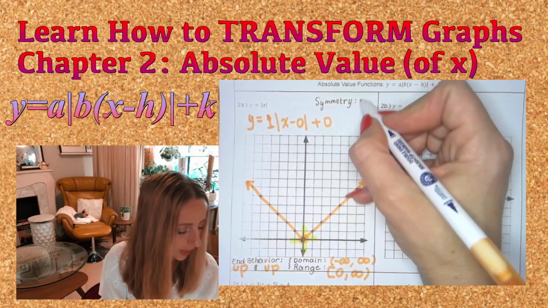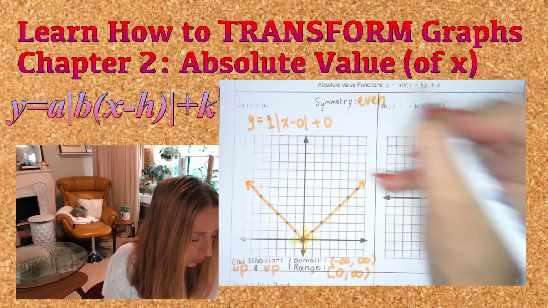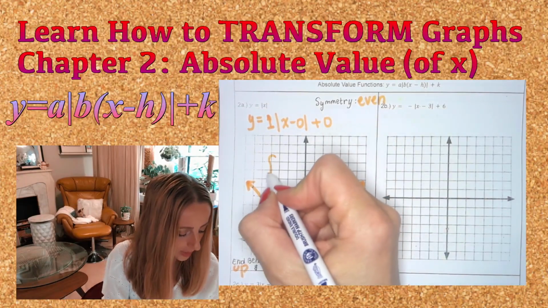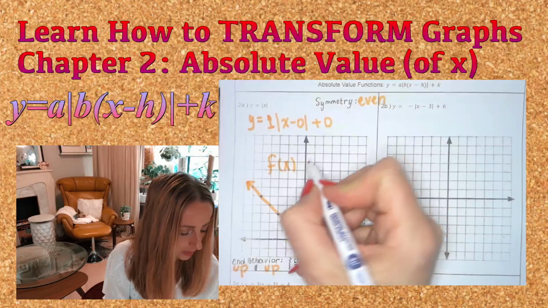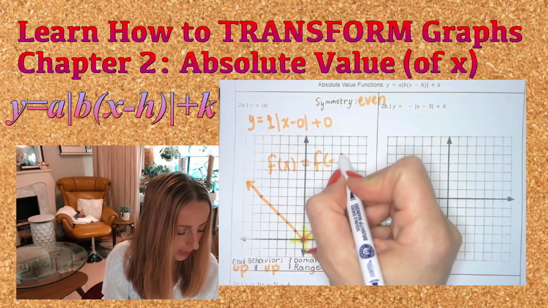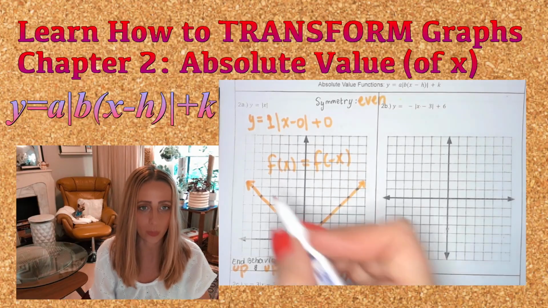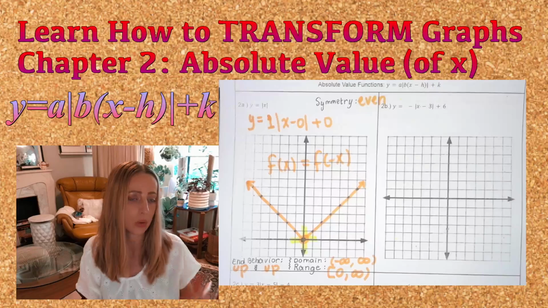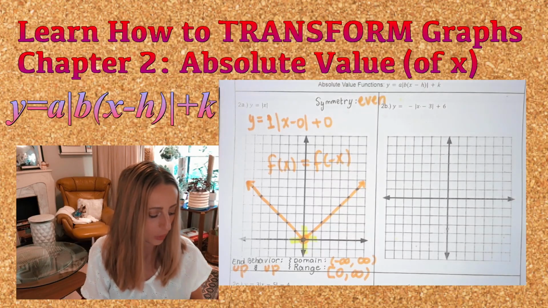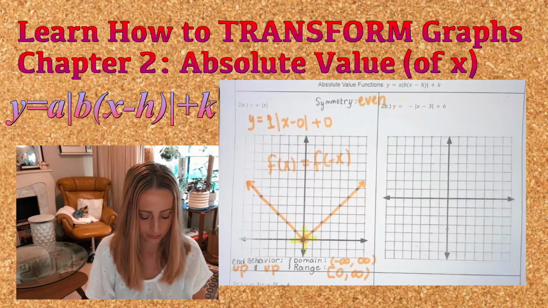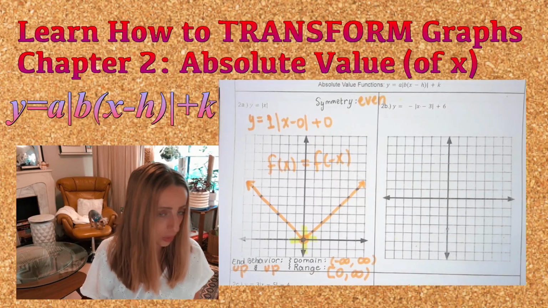The symmetry, as I said before, is what we call even, and that would mean f of x and f of negative x, or the opposite of x, are equivalent. The output, f of something, is a y value. Plugging in an x is equivalent to plugging in the opposite x. There you go. So let's get into the next example.